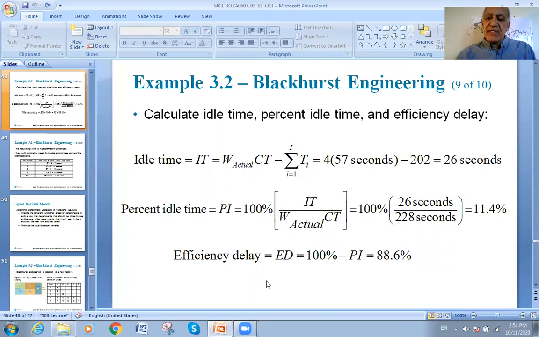Then I will get the percent of the idle time. It will be 26 seconds divided by 228 seconds. So this will give me the percentage 11.4%. How about if I want the efficiency delay? It is 100% minus P1. Also, I want you to notice that the W actual times CT is the 228, which is 4 multiplied by 57. What is the 57? It is the largest station time, 57.